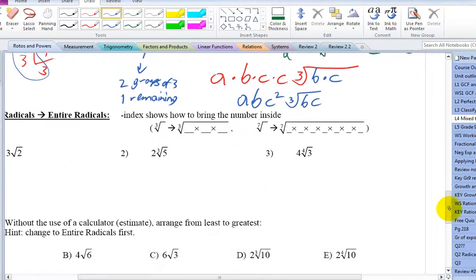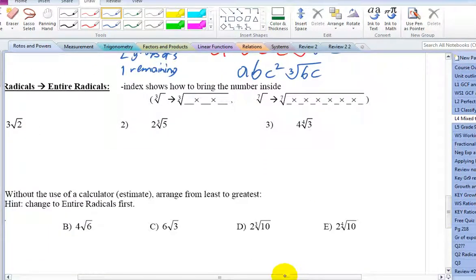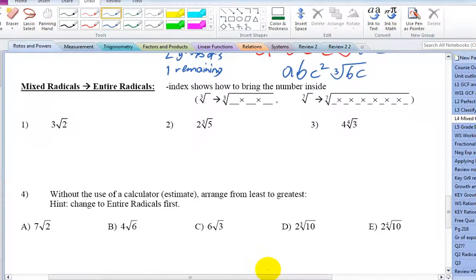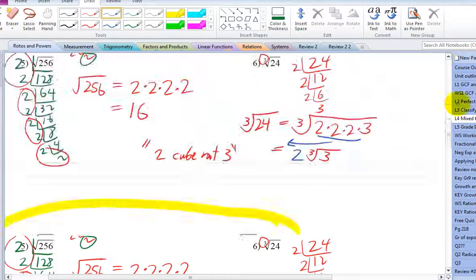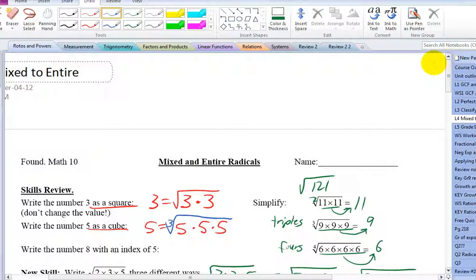Okay, so then we have to go the other direction. Now this is easy. Okay. So we have a mixed radical, like 3 root 2. We want to change it to an entire radical. So the index tells you how to do that. If it's a 3, you multiply the number you brought in 3 times, or 7 times. So we did that right at the beginning. Don't flip back, but I'll just show you. So if we have 3, that's square root 3. If we have 5, and it's a cube root, you got 3 of them. Okay? Then you just got to multiply it all together.